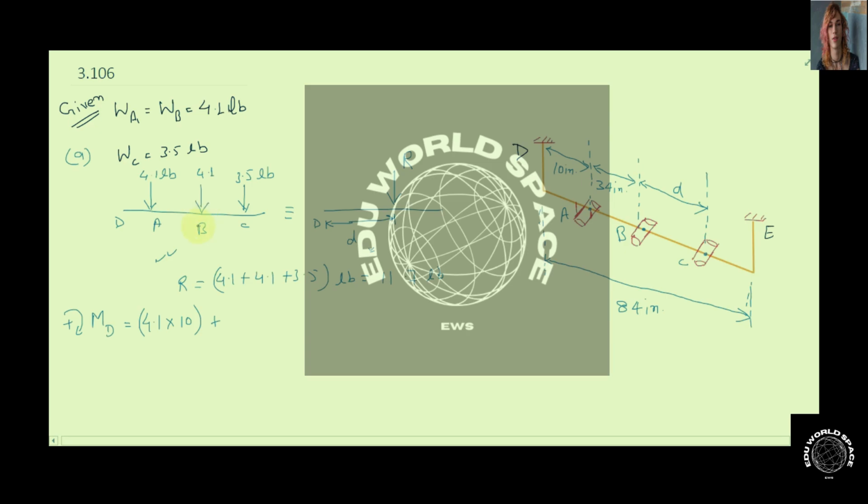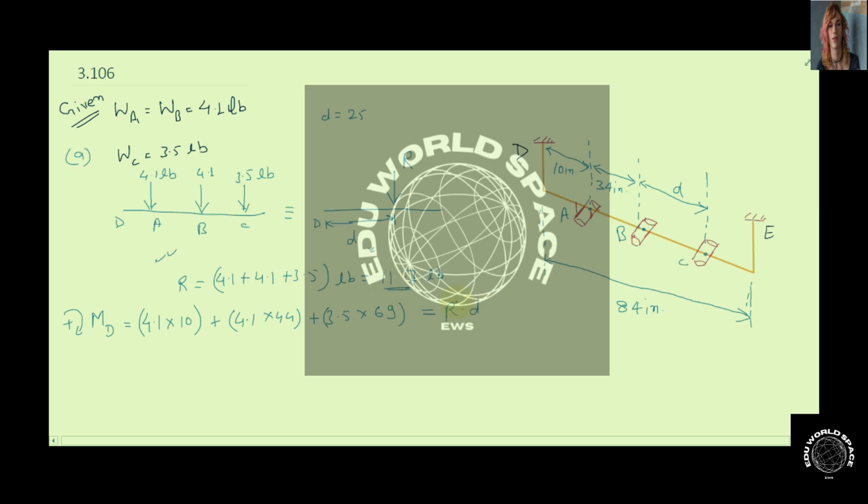For the second term, the perpendicular distance will be 34 plus 10, that will be 44. So 4.1 multiplied by 44, again causing a clockwise couple, plus 3.5 multiplied by its distance, 44 plus this distance d, given in the first part as 25 inches. So it comes out to be 69, and this must be equal to the moment caused by this equivalent force about the same point D, and that will be R multiplied by D.